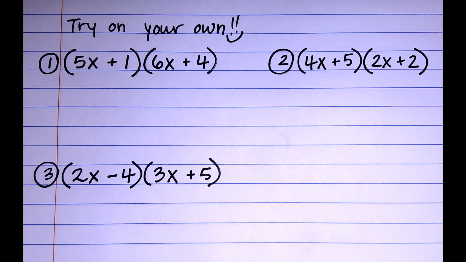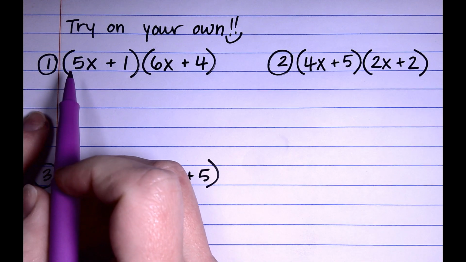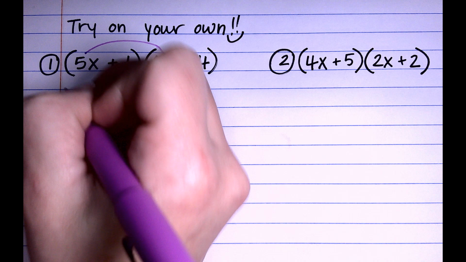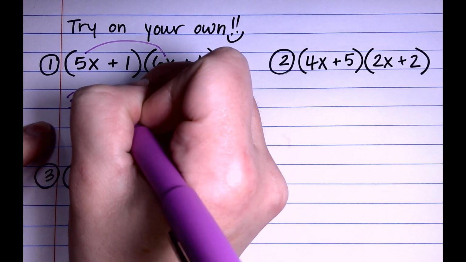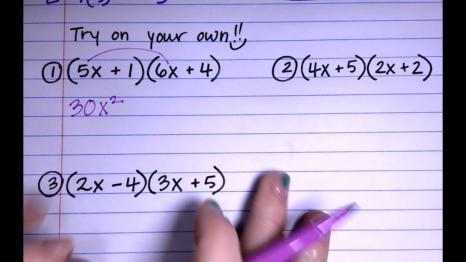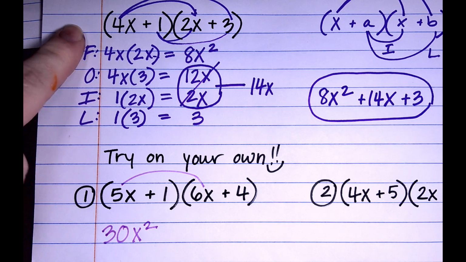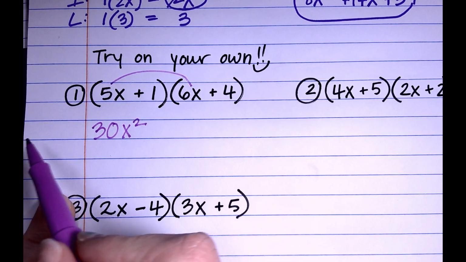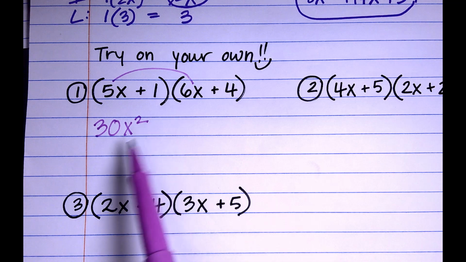Okay, so let's look at number 1. What do we do first? 5x times 6x, which is 30x squared. Okay, so what I'm doing here is I'm not writing out all of the individual multiplication problems to save a little space, save a little time. If anybody needs me to write that out, just let me know. So we did 5x times 6x, 30x squared.